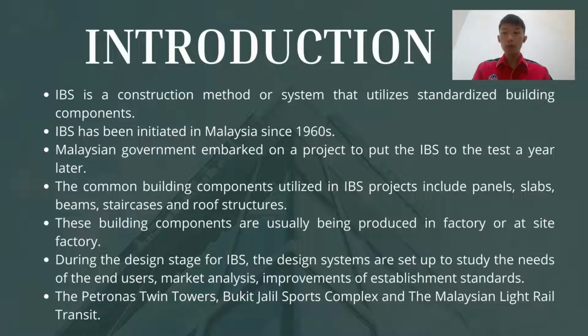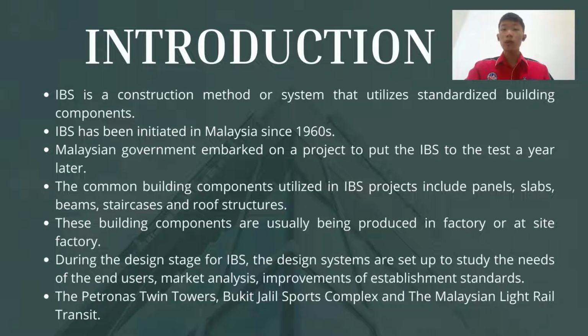The common components utilized in IBS projects include panels, slabs, beams, staircases, and roof structures. These building components are usually produced in a factory or at a site factory under strict quality control and minimum wet site activities. When IBS is implemented on site, wastage can be reduced and the contractor can provide a good quality product to customers. During the design stage for IBS, the design systems are set up to study the needs of the end users, marketing analysis, improvement of an establishment standard, as well as the layout of manufacturing and installation work.